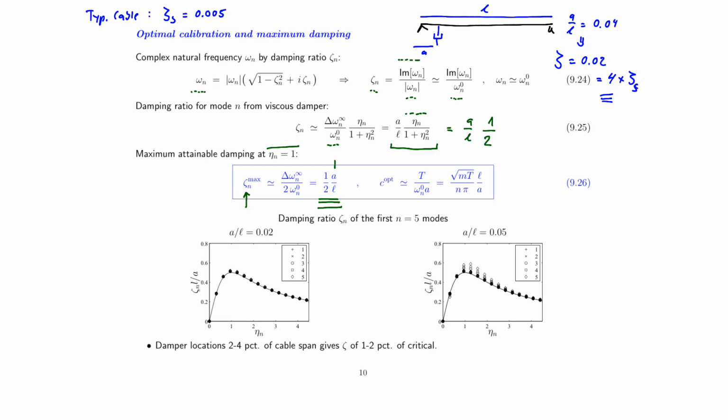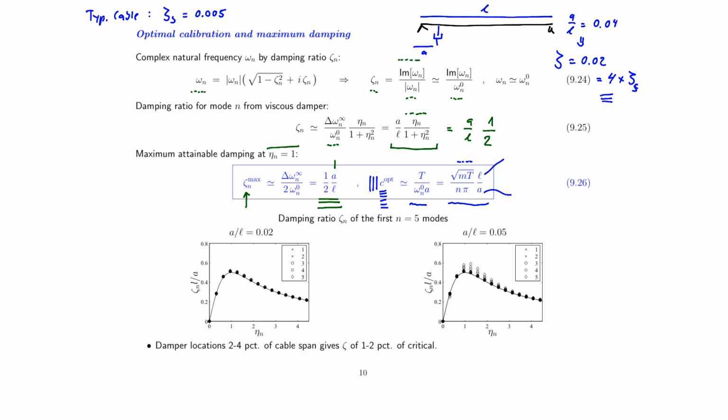Double up damping. The optimal viscous parameter that provides us with this optimum in attainable damping is given by the expression that we had on the previous slide, and if you substitute in the expression for omega n0, you get this value here. So you need to know your cable properties, M and T. You need to know the length of the cable and also the location of the damper, but then you can go out and buy yourself a viscous damper that operates optimally on the cable.